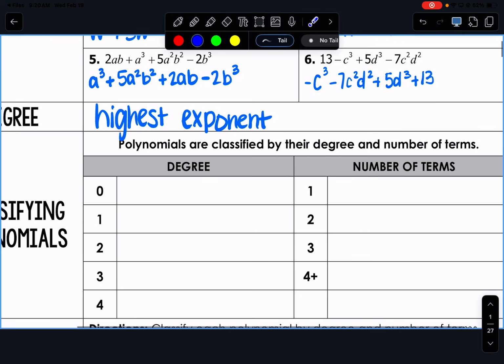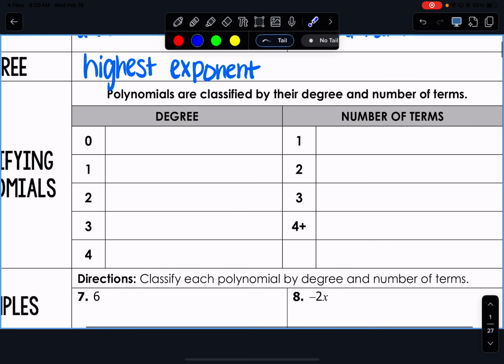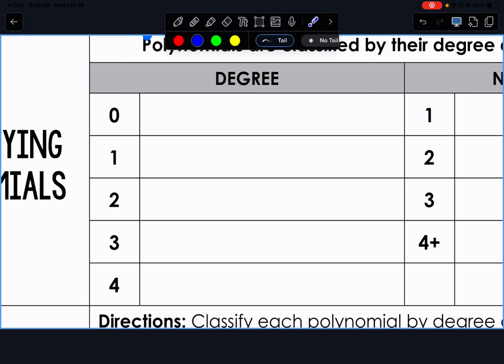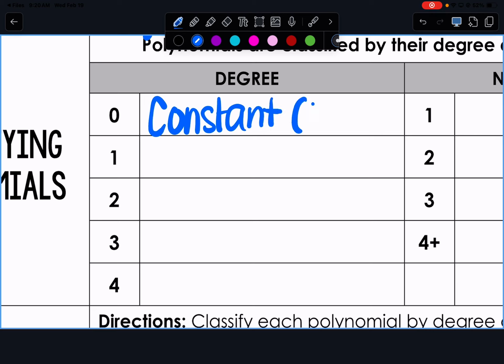All right, now, to classify polynomials, we look at their degree and the number of terms we have. So we're going to start with degree. If your degree is 0, that is when you have a constant, which just means you have just a number, like 7 is a constant. That is a degree of 0.